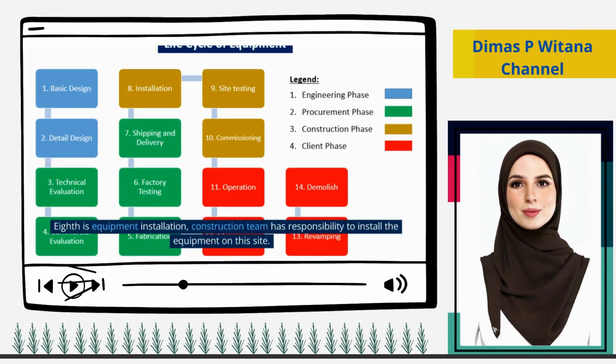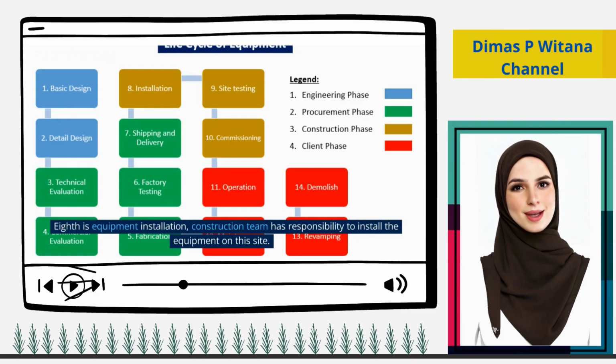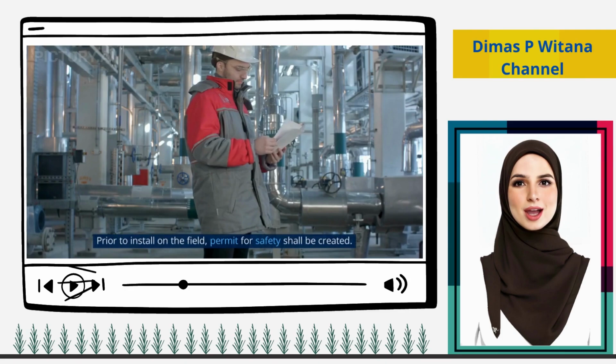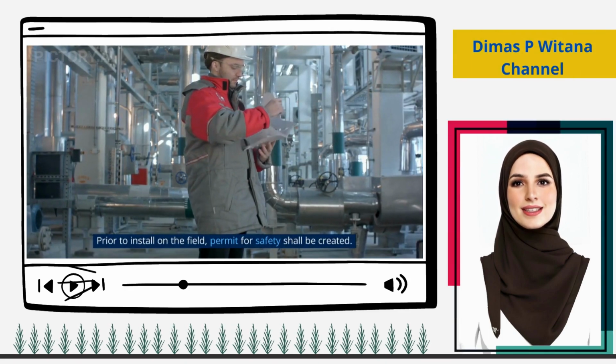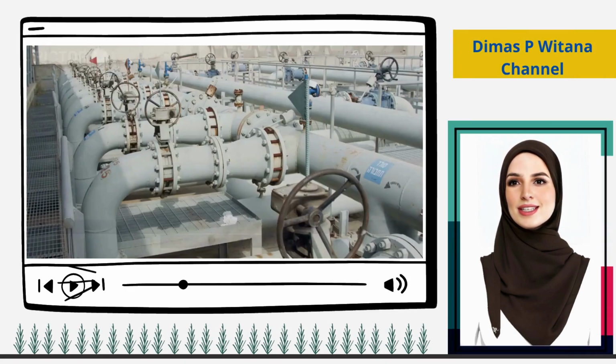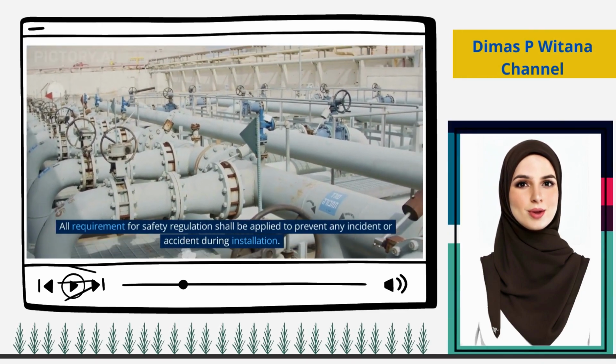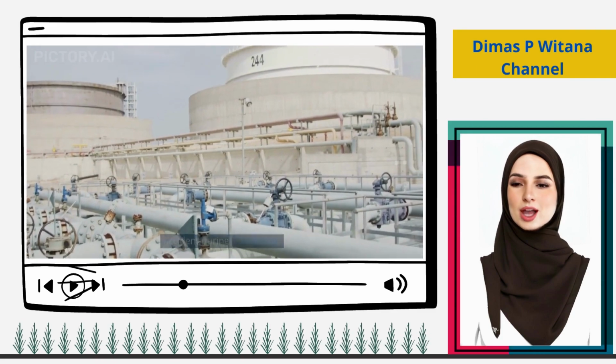Eighth is equipment installation. The construction team has responsibility to install the equipment on site. Prior to installation in the field, a safety permit shall be created. All requirements for safety regulation shall be applied to prevent any incident or accident during installation.